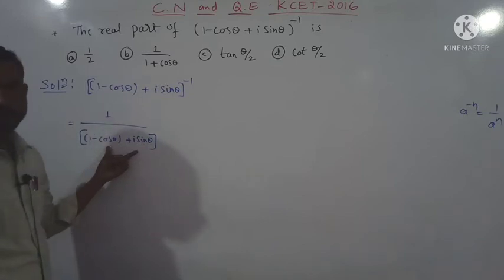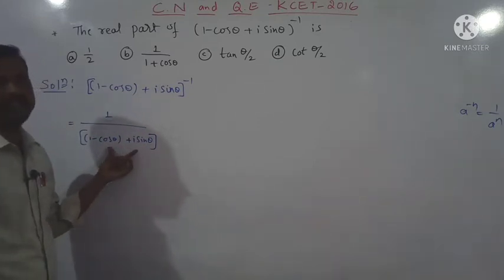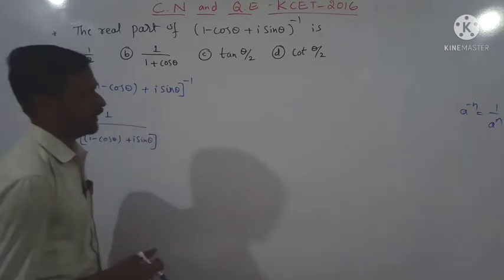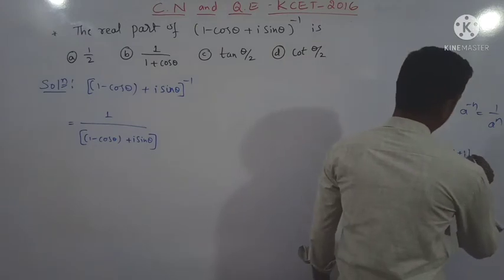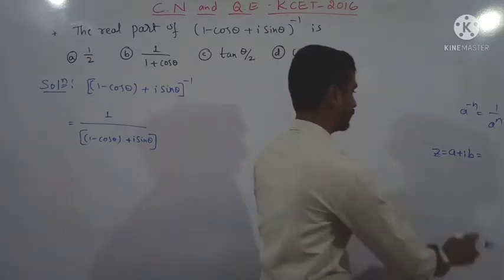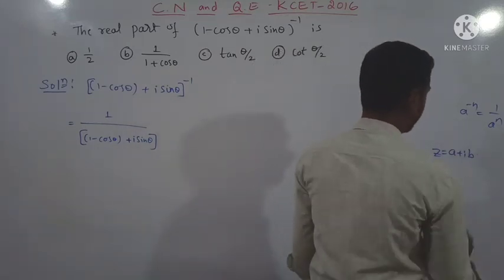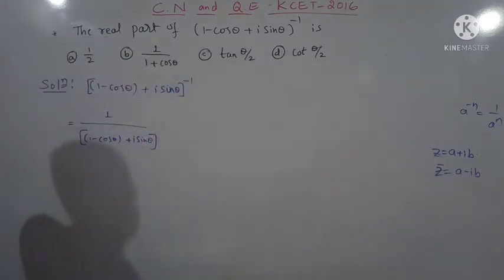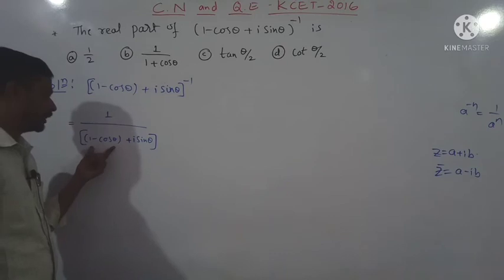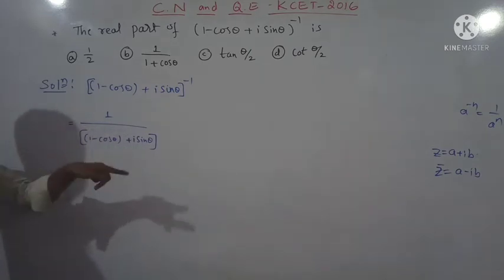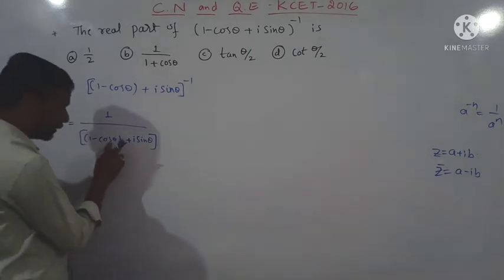Usually if a complex number comes in the denominator, the next step we do is taking the conjugate. If a plus ib is any complex number, say z, then the conjugate of a plus ib, that is z bar, equals a minus ib. So here 1 minus cos theta plus I sin theta is the given complex number. Then the conjugate of this complex number will be 1 minus cos theta minus I sin theta.